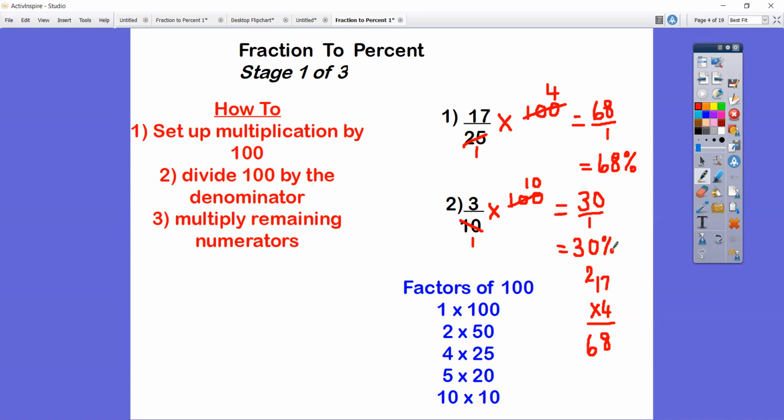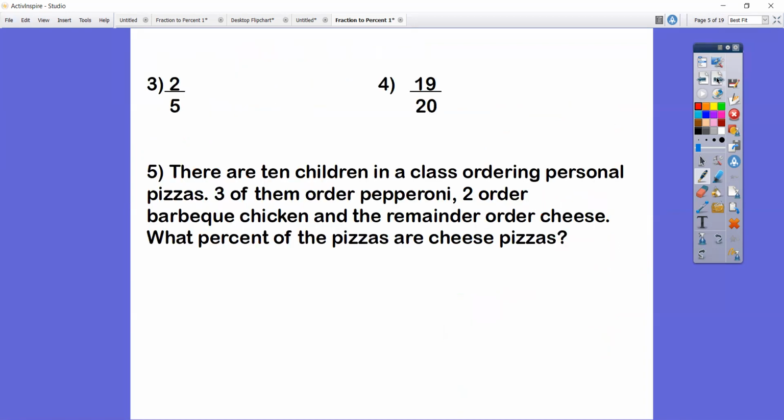I hope that you're kind of comfortable. Are you good with step one? Can you do step one on your own? Let's try 3 more questions. All right. So here's what I want you to do. I want you to pause the video and attempt number 3. When you're finished, resume play and check your answer. Make corrections where necessary.